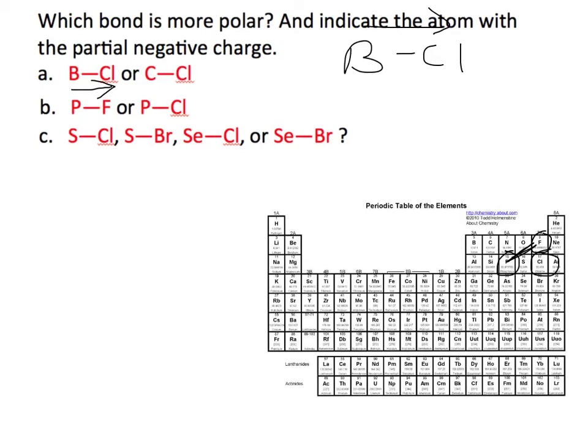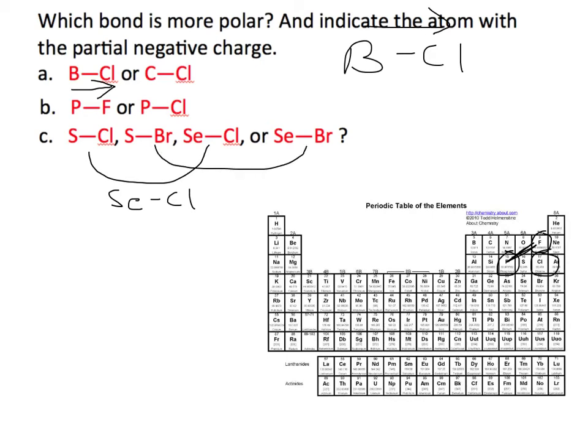So the last one is sulfur chloride, sulfur bromide, selenium chloride, and selenium bromide. And so what we can do is first compare sulfur chloride and selenium chloride. Okay, and so we know that we have sulfur chloride, which is right next to each other. Selenium chloride is a little bit further away, and so selenium chloride is going to be more polar, I'm sorry. Then we look at sulfur bromide and selenium bromide.